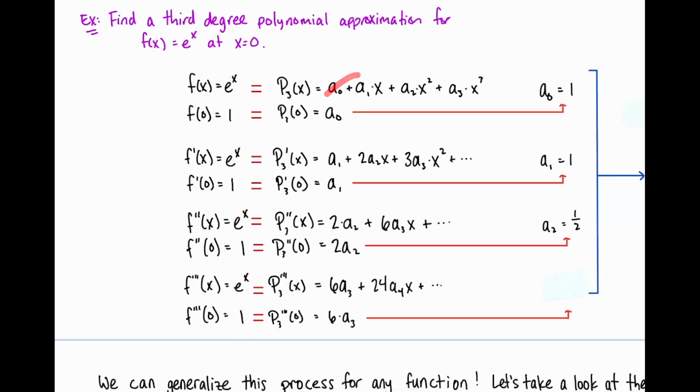I've canceled out the a sub 0, the a sub 1's gone away, the a sub 2's now gone away. I have just an a sub 3. When I plug in 0, all the other stuff over here goes away forever. And I can just say, okay, if 1 is going to equal 6 a sub 3, that means that my third coefficient is 1/6. And now I have it. I have my coefficients here: 1, 1, 1/2, and 1/6.